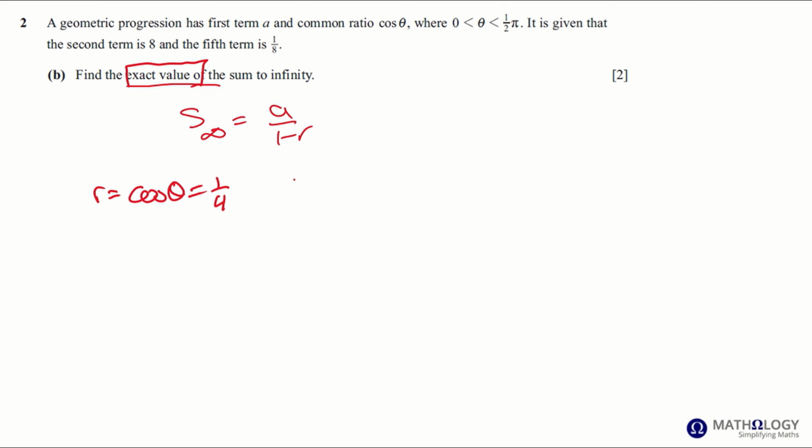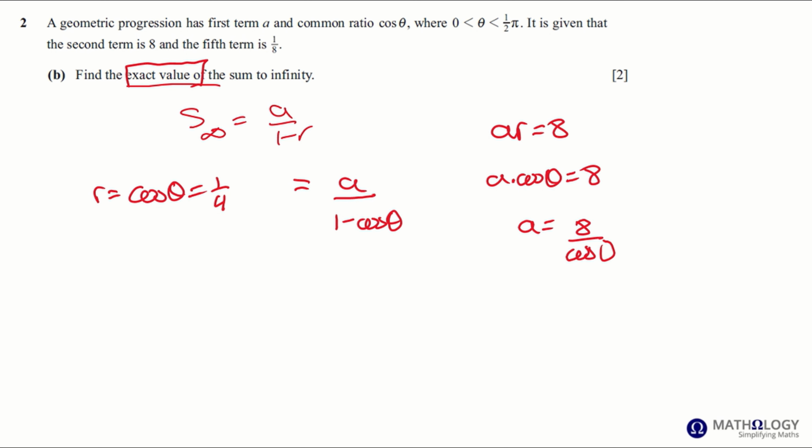So we are going to now evaluate the sum to infinity, which is a over 1 minus r, which is cos theta. But before we do that, we do need to know what the value of a is. And we know that a, the second term, ar, equals 8. So a times cos theta equals 8. a is 8 over cos theta. We can now plug this into the sum to infinity, which is 8 over cos theta, that's a, over 1 minus r, 1 minus cos theta.